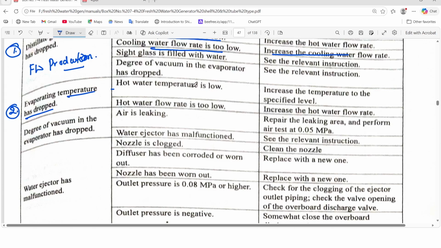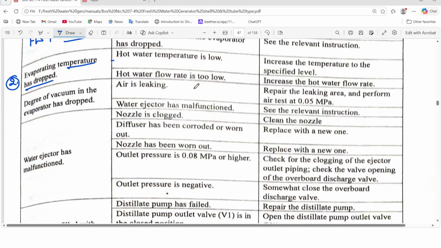Third one is degree of vacuum in the evaporator has dropped. So the vacuum has dropped basically. How does the vacuum drop? The first reason they give is the air is leaking. So we have to repair and check the leakage test. The leakage test I will take in the next lecture. Here we have to see whether there is any air leakage. If air is definitely leaking out, the vacuum will not be maintained because this is a closed chamber. If anywhere the air leakage is happening, vacuum will drop.